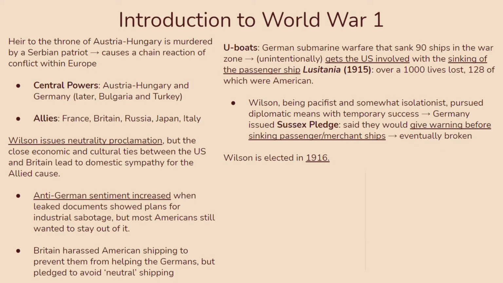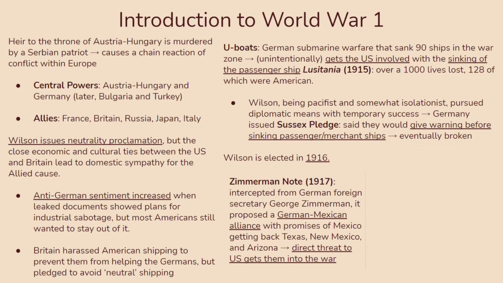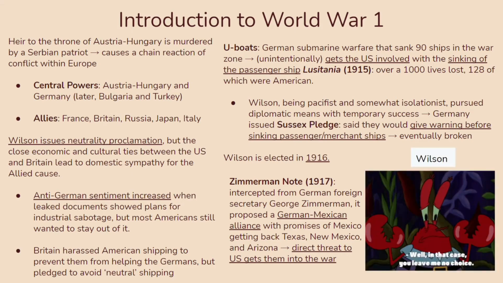And one really important thing that happens following the election is the publication of the Zimmermann Note in 1917. And this was intercepted from German Foreign Secretary Arthur Zimmermann, and it proposed a German-Mexican alliance with promises of Mexico getting back Texas, New Mexico, and Arizona. So this is a direct threat to the US and their property, and this is really what gets them into the war. I mean, they have no choice at this point. There has been a direct threat made on the land, and they want to protect it.